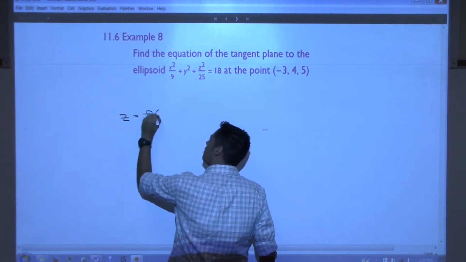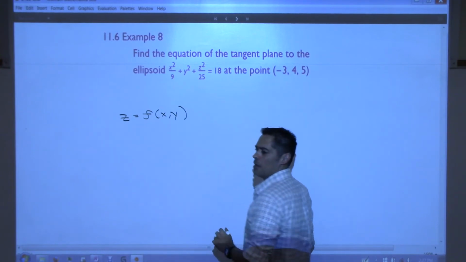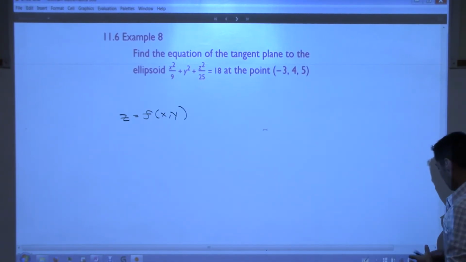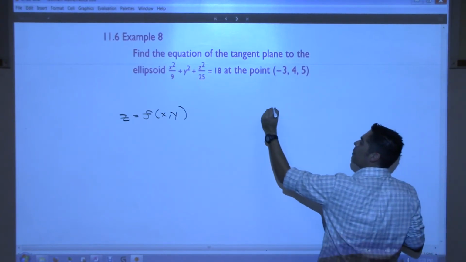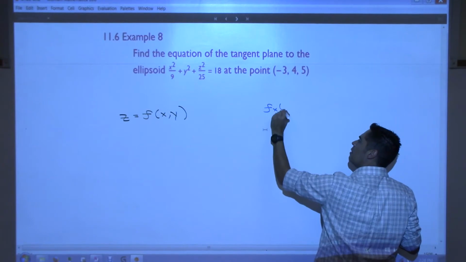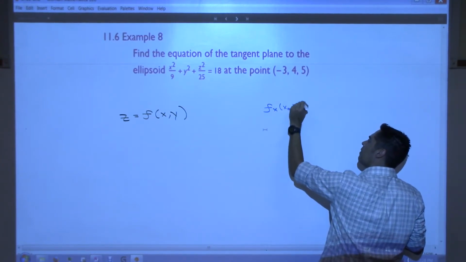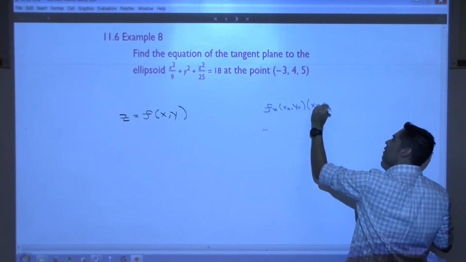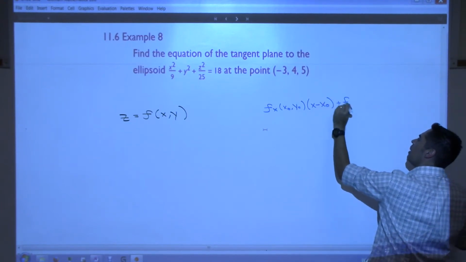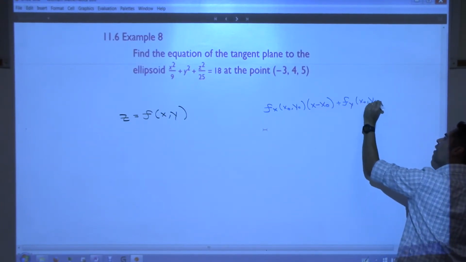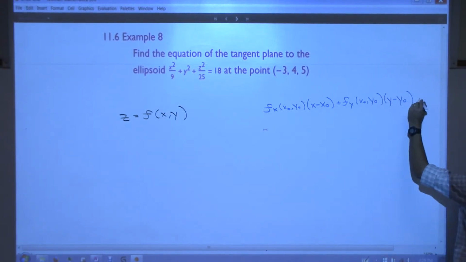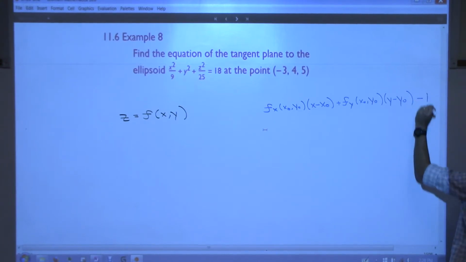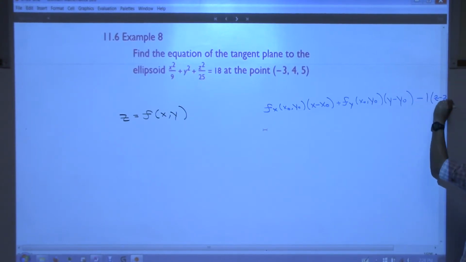We said that if z was a function of x and y, the formula for the equation of the tangent plane was the partial of f with respect to x at x naught, y naught, times x minus x naught, plus the partial of f with respect to y at x naught, y naught, times y minus y naught, and then minus 1 times z minus z naught, equals 0. That's what we said, right?